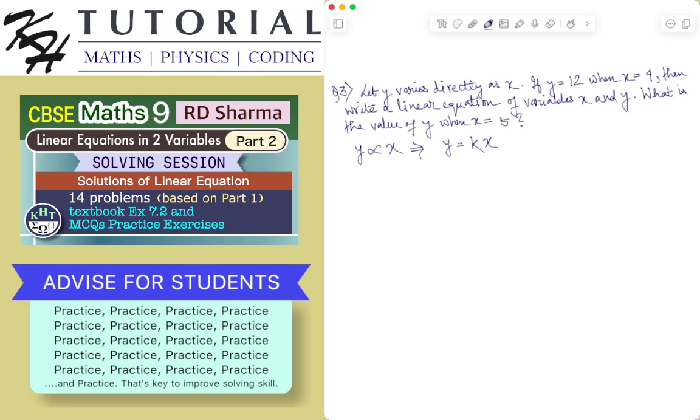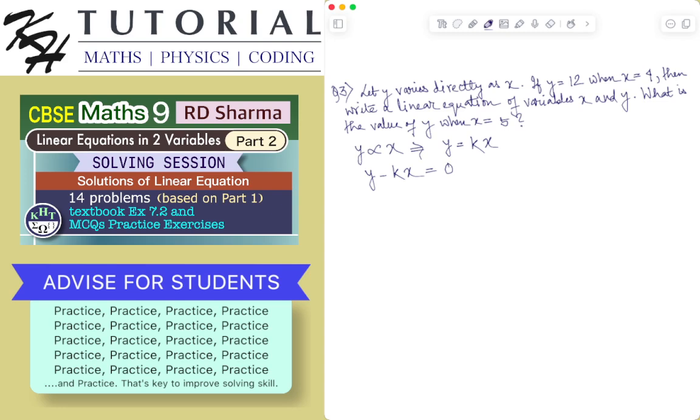So y equals kx is obviously a linear equation with two variables x and y. So the linear equation we have is y minus kx equals 0, even though we do not know at this point what the value of k is. Possibly we can find the value of k from the other given information. It is given that y equals 12 when x equals 4.